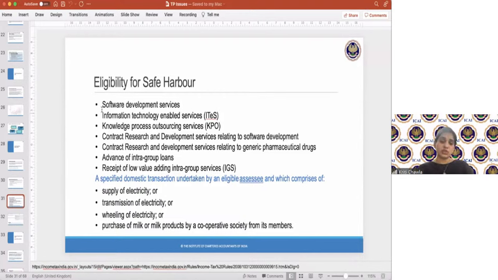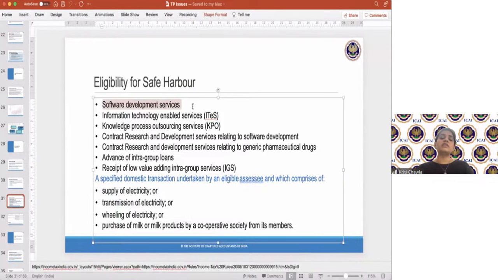So these are not restricted to these services, they go beyond. I'm just giving you an example: software development services, information technology enabled services, KPO, contract research and development, intra-group loans, low value adding services. Even for SDTs, you can make use of safe harbors, but only if you are in the business of supply of electricity. So, if there are domestic companies in India on which domestic transfer pricing is applicable, then for supply of electricity, wheeling of electricity, purchase of milk or milk products by cooperative societies from its members, only for this you can make use of safe harbor.